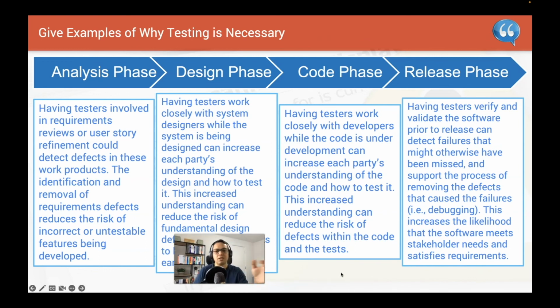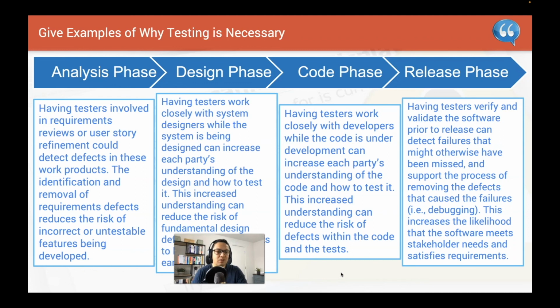The code phase. Having testers work close with developers while the code is under development can increase each other's understanding of the code and how to test it. This increases the understanding, and it can reduce the risk of defects going into the code and the tests as well. And then the release phase.